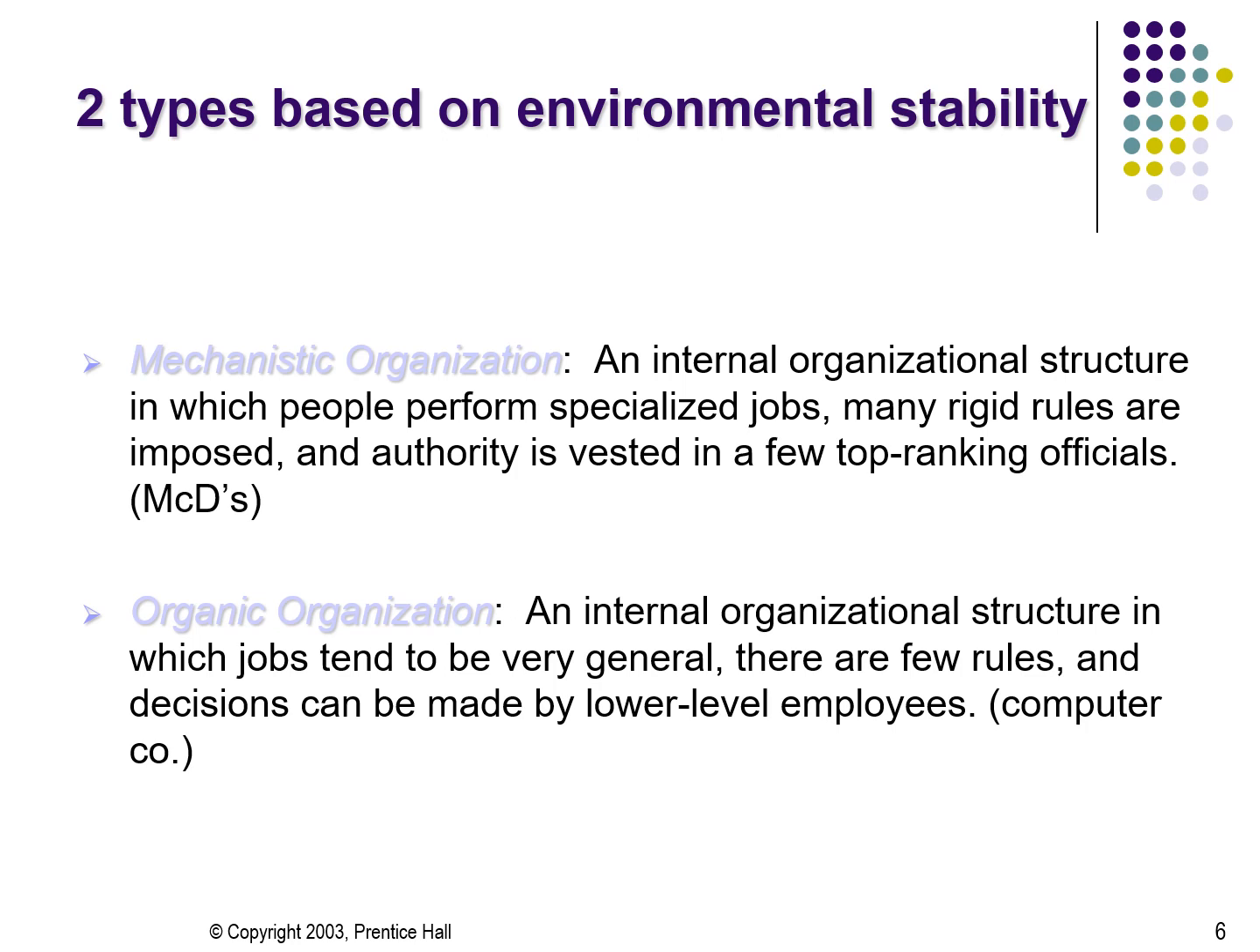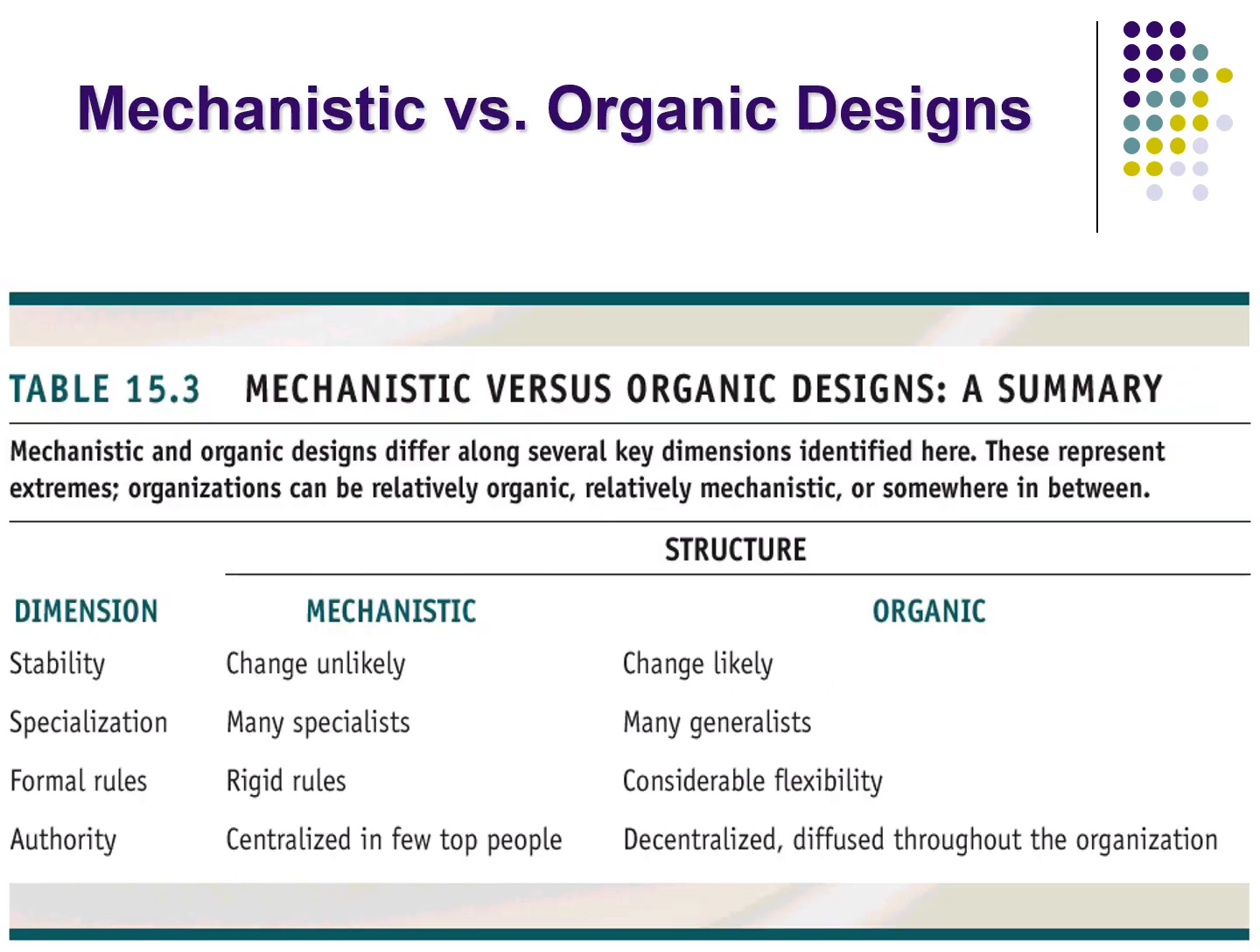Or an organic organization, an internal organizational structure in which jobs tend to be very general, there are fewer rules, and decisions can be made by lower level employees. So basically computer companies, organizations that are in a very highly flexible environment, would be more organic organizations. So really, the contingency approach isn't adding much to what we've already discussed. It's simply renaming Theory X versus Theory Y, or classical versus neoclassical, but recognizing that it's more about fitting one of these organizational structures to the reality of what the organization does.